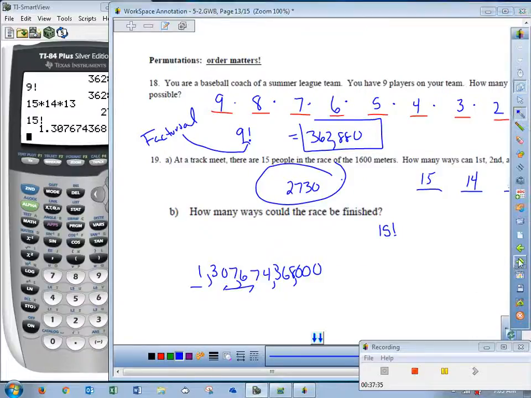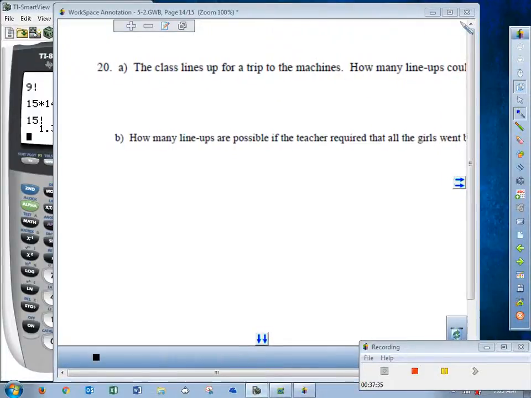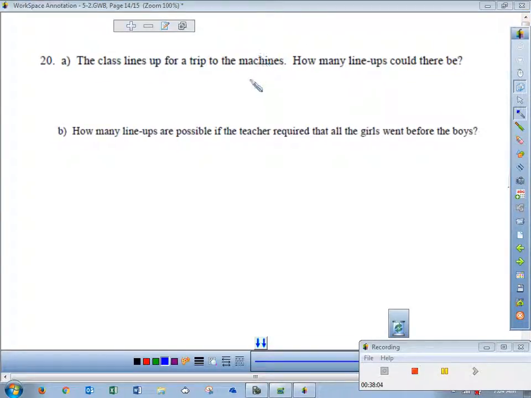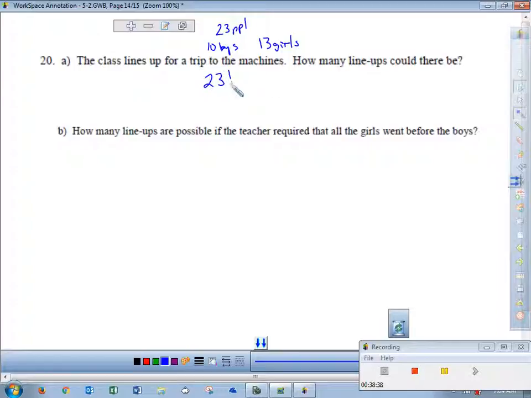That's amazing. So now the class lines up for a trip to the machines. Like what I mean by the machines are the candy machines. How many lineups could there be? Well, what we actually did in class was we just counted up how many people there were. So let's just do this for argument's sake, that there was 23 people, since we're not having class here, and let's say that there was 10 boys and 13 girls, because that'll help us with the next part. How many lineups could there be? So if we all lined up, I'd have 23 choices for the first one, 22 choices for that one. Since everybody's going, that's going to be 23 factorial.